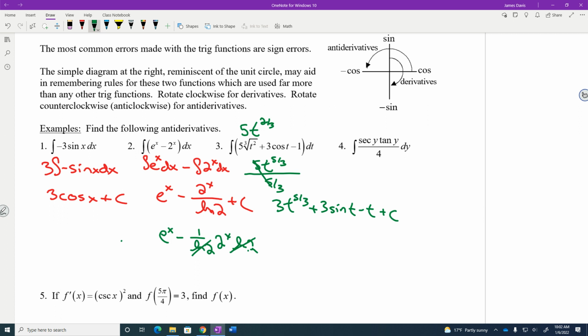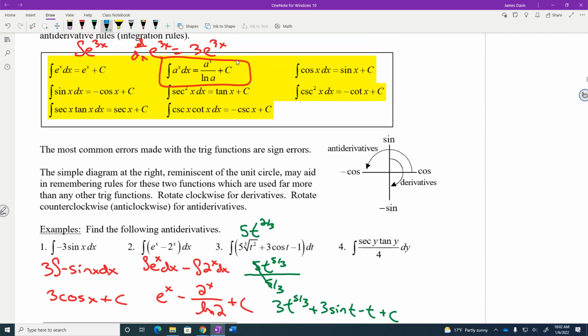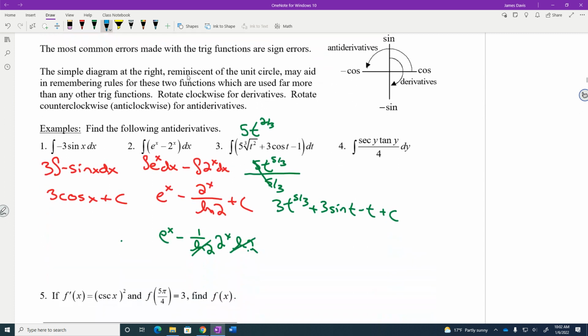Okay, and then number 4, integral of secant y tan y. Your first instinct might be like, well, how am I going to do an integral of a product with a quotient, right? But then you remember, oh, there's a function when I take the derivative, it's secant x tan x. So that's going to be our little shortcut there. Even though it seems kind of hard, we've got this here, which tells us that the derivative of secant is secant x tan x. So this is just going to be secant of y. You can also view this as pulling the 1/4 out.